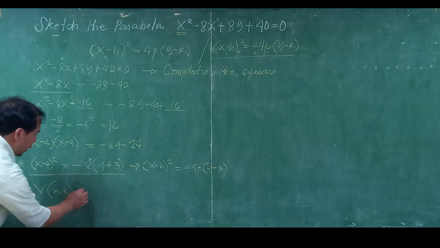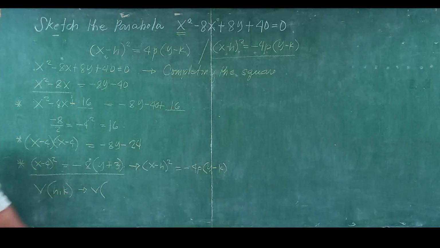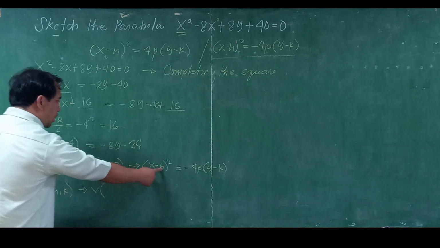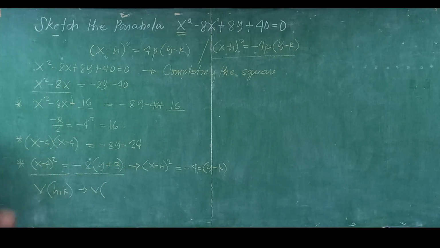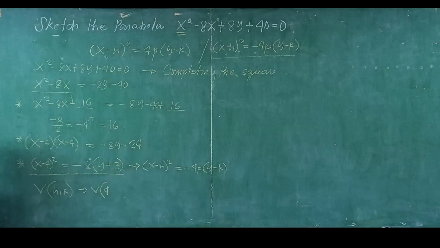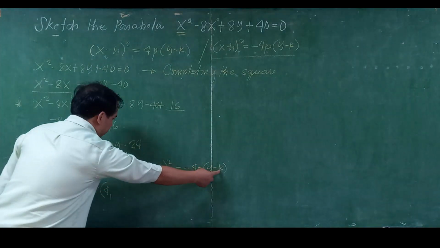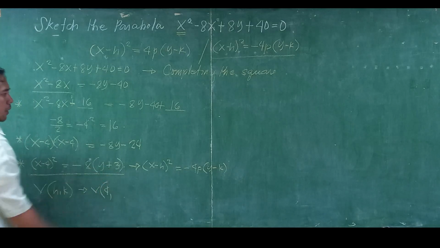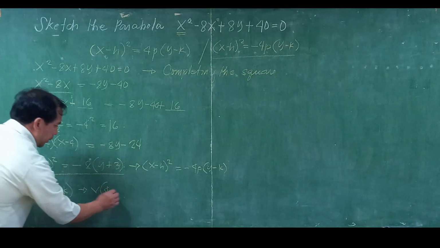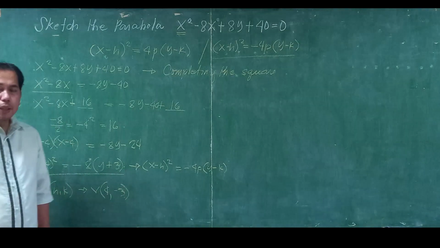And so, what must be our vertex? What must be the value of h? The value of h is positive 4. Now, what must be the value of k? We have in here negative 3.